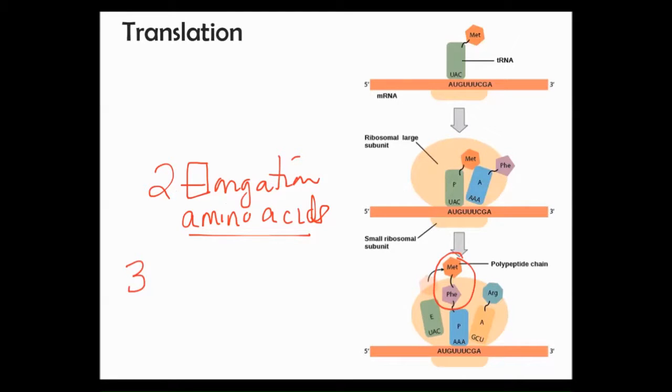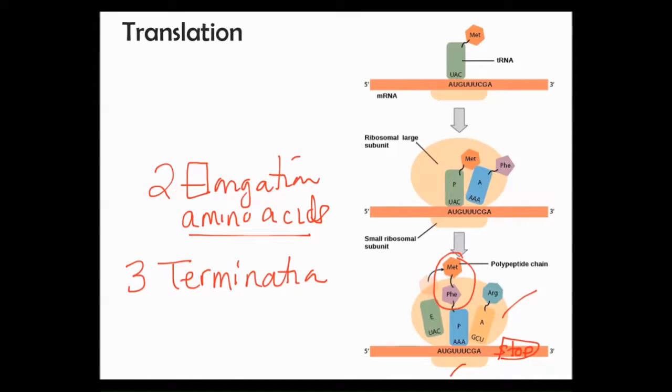Our third step, similar to the terminology we used in transcription, is termination. Termination is going to occur when we get a stop codon that's going to be present in our messenger RNA. And when that occurs, we'll find that the whole process is going to stop. It's going to terminate. And that's when our large and small ribosomal subunits will break apart.